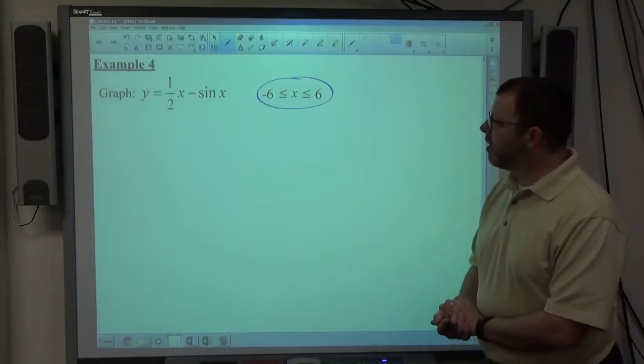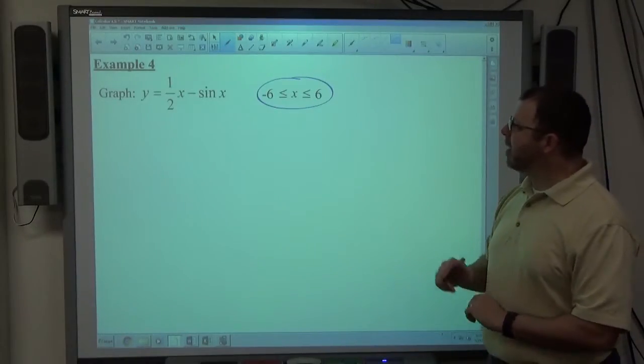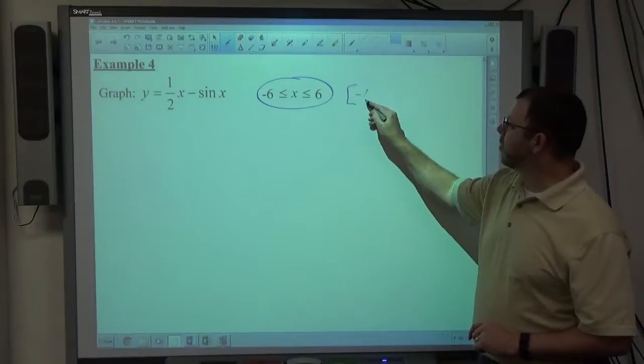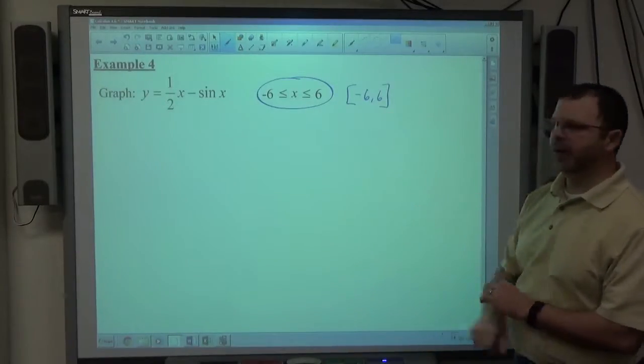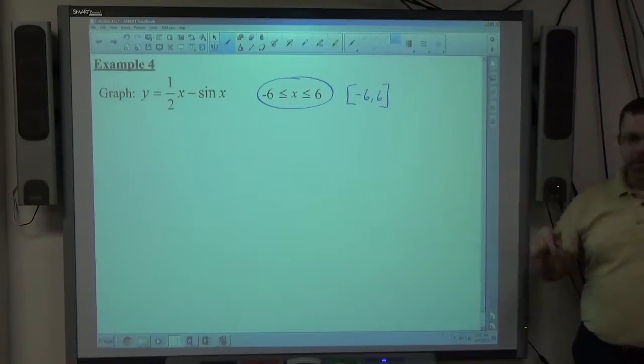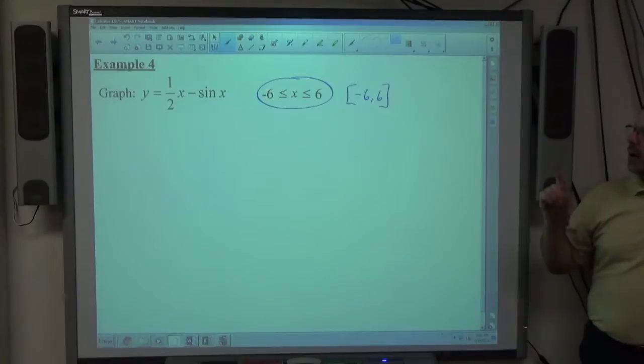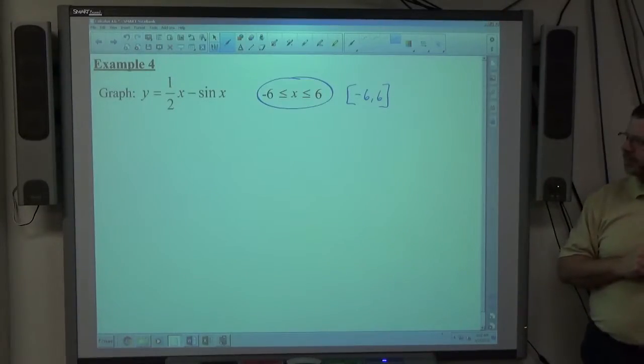So y equals 1/2 x minus sine of x. We're going from x equals -6 to 6. That immediately gets us 2 critical numbers for the rest of our problem. We're only considering these numbers from -6 to 6. I prefer interval notation to compound inequality myself, so I'm going to go that route. It does say equals both of those, so there are brackets on each of those.